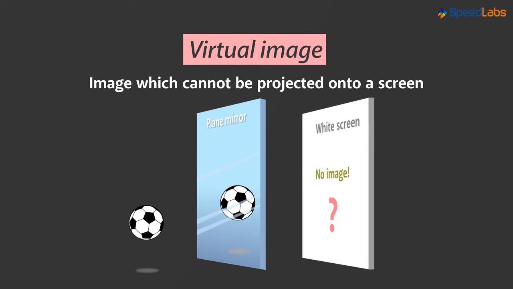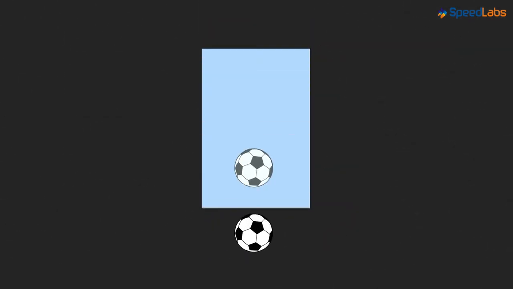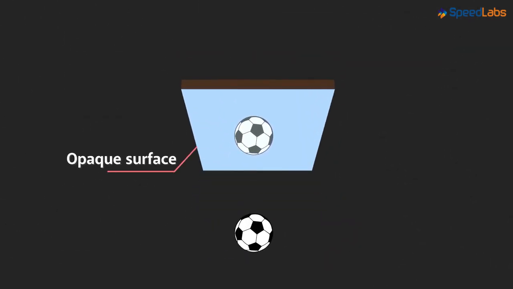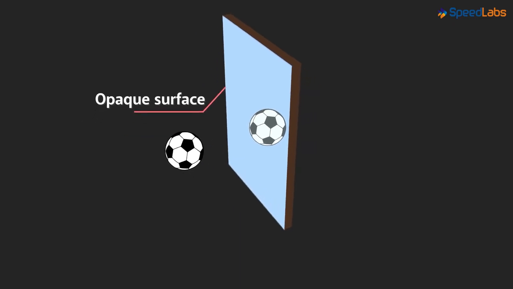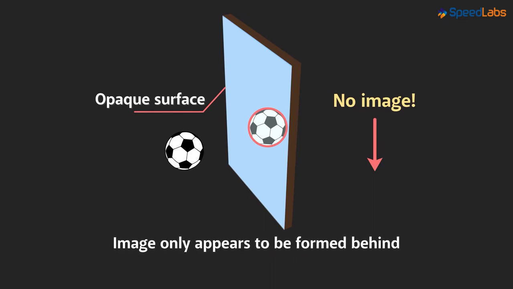The reason is simple. We know that the reflecting surface of a mirror is an opaque surface. It reflects all the light from the object which is incident on it. Hence, the light does not reach the region behind the mirror. And because of this, the image is not formed behind the mirror. However, as I said earlier, when we see an image in a plane mirror, it appears to be formed behind. But it only appears that way.